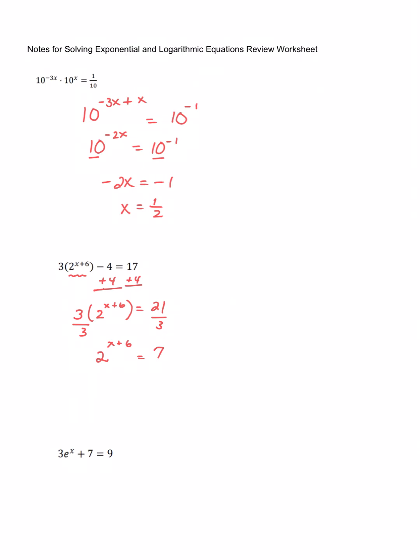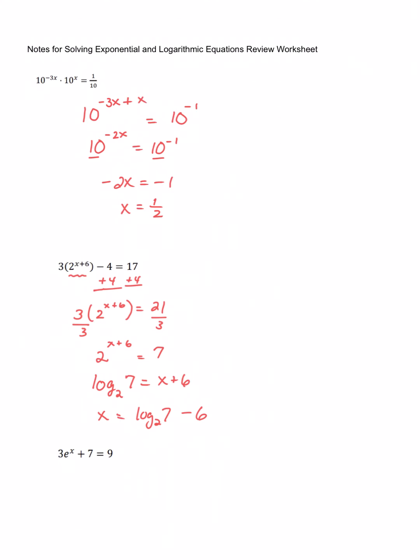So this is when you go ahead and you can change the exponential equation into a logarithmic equation. And by that we mean that as a log, this can be rewritten as log base 2 of 7 equals x plus 6. And then go ahead and subtract 6 on both sides. So the x is equal to log base 2 of 7 minus 6.